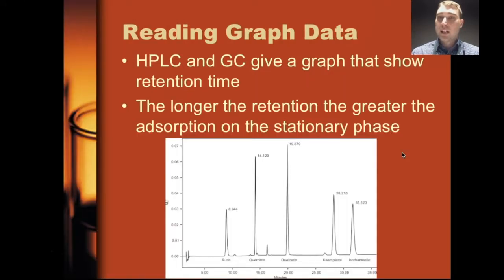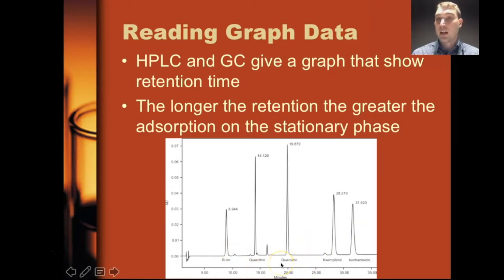Reading graphical data using retention time, in high performance liquid chromatography and gas chromatography, you'll get a feed out like this. You have a measure of time down the x-axis, and then you have arbitrary units on the y-axis. This all depends on the polarity of the column that you use. If you have a polar column, a polar substance will spend more time in the column and therefore will have a longer retention time. It will take longer to come out the other end.